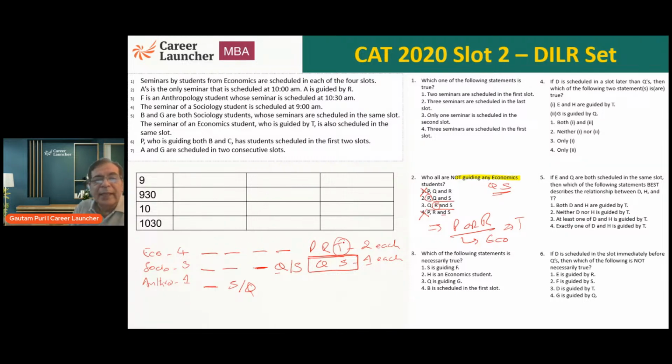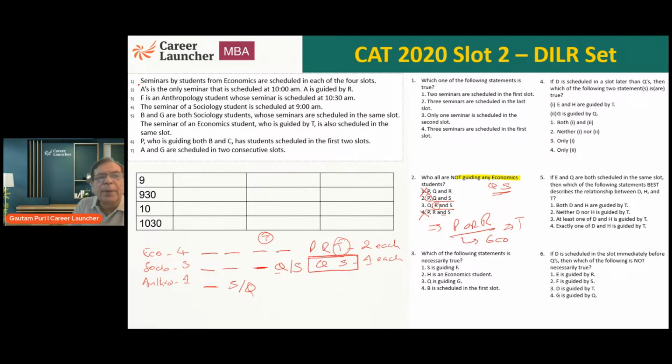So let me say T is economics. Let me circle this. T is from economics, and between P and R, one person will be from economics, the other faculty is from sociology. Any doubts? Let me just see. No doubts so far. Great, so we have had a good start so far. Now let's start looking at the questions.